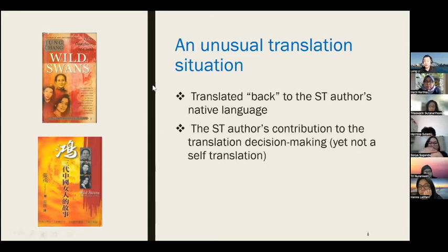And the source author has also contributed to the translation decision-making. So this is not a case of self-translation because Zhang Chen did not translate the book herself, but she nevertheless contributed to the translation. For example, she wrote an introduction in Chinese for this version of the Chinese translation published in Taiwan. So in that sense, it perhaps challenges the notion of the source text being the golden standard.